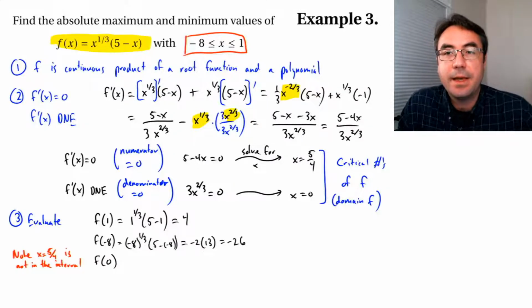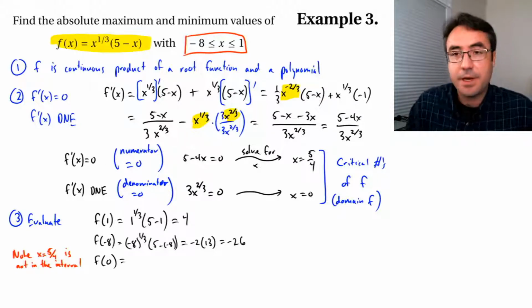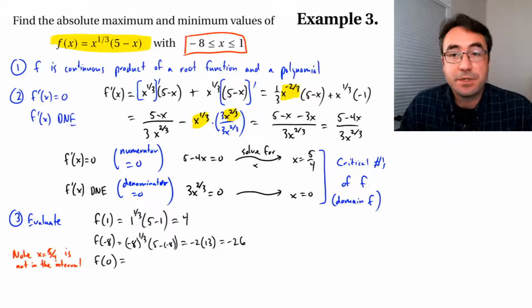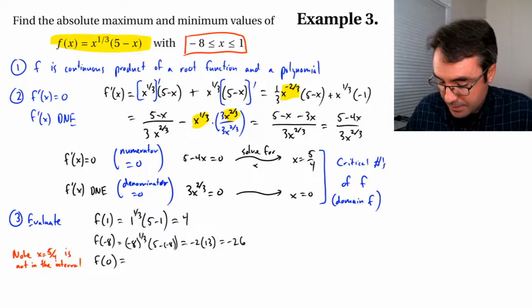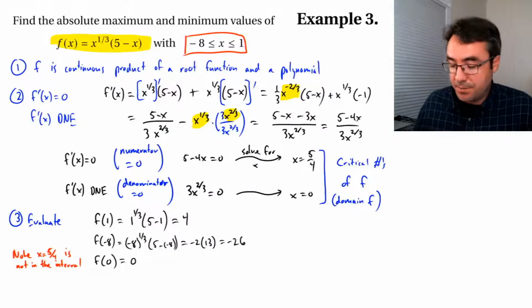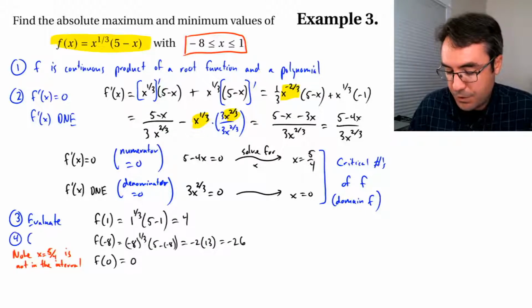Okay, and plug 0 in. Plug the other critical number in, or plug the only critical number in that's inside our interval. So we plug 0 in, and we get 0. All right, so the last step then is just to go through and compare which one of those is our maximum value and which one is the smallest value. So that's the last step. We just compare.